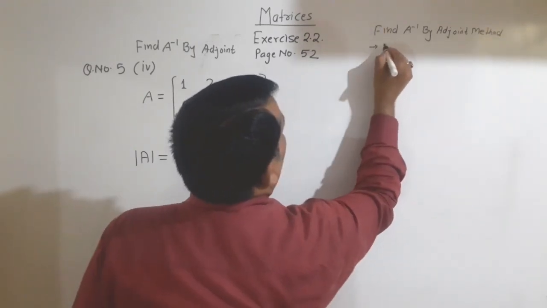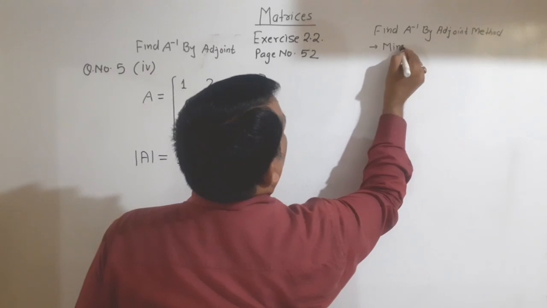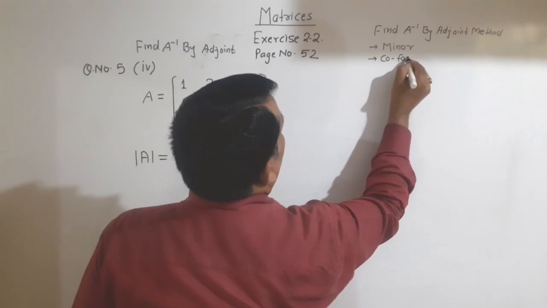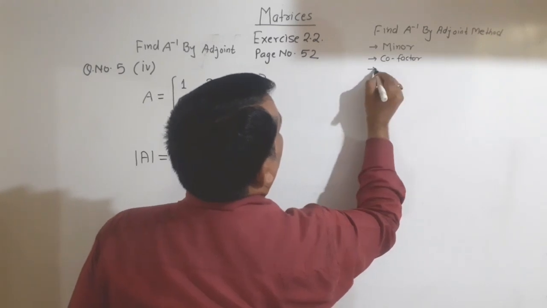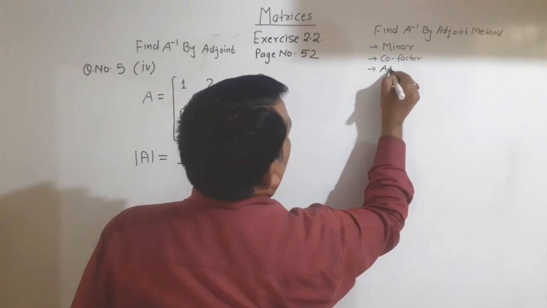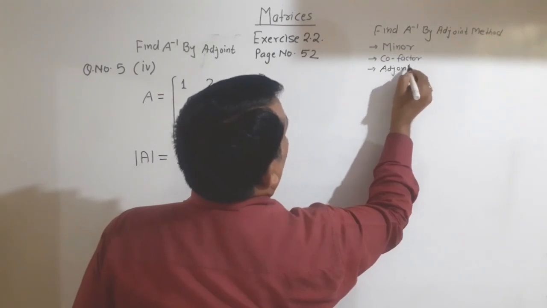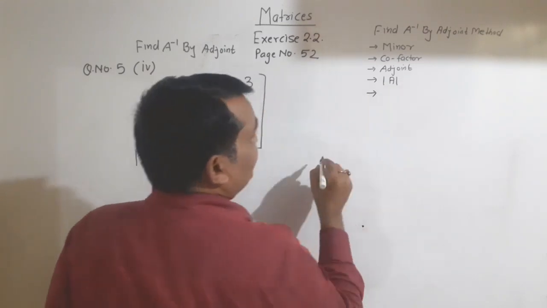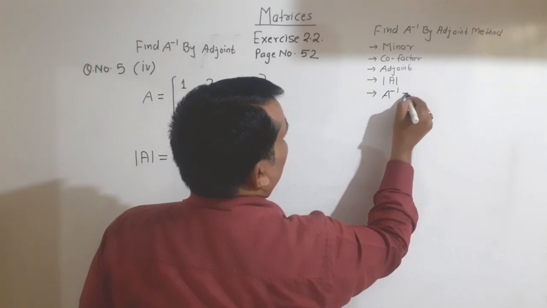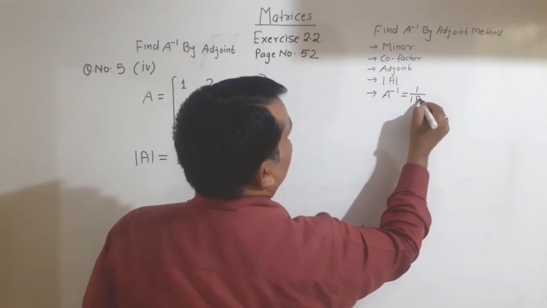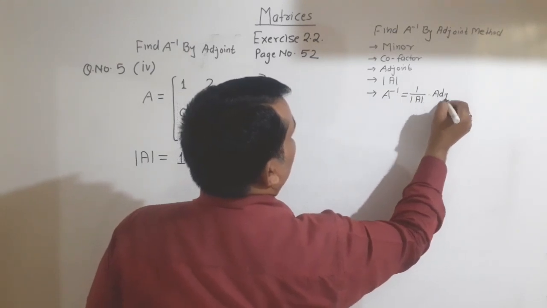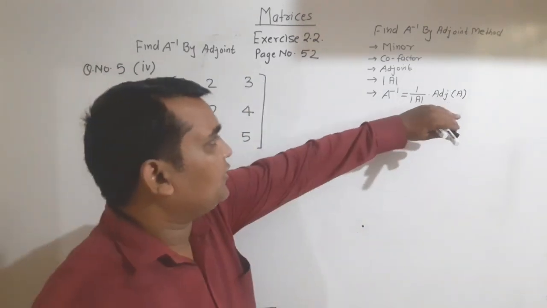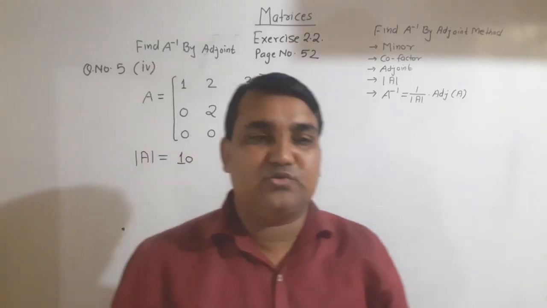First one, you have to find the minor. Second one, cofactor. Third one, adjoint of the matrix. Fourth one, determinant of A. Fifth one, the formula says A inverse is 1 by determinant of A into adjoint of A. So here we are going to get A inverse by the adjoint method.